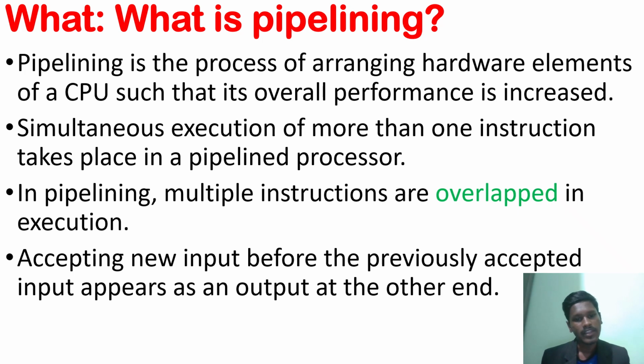In pipelining, multiple instructions are overlapped in execution. You can see overlapped is highlighted in green because it is a keyword in this pipelining concept. So it accepts new input before the previously accepted input appears as an output at the other end.